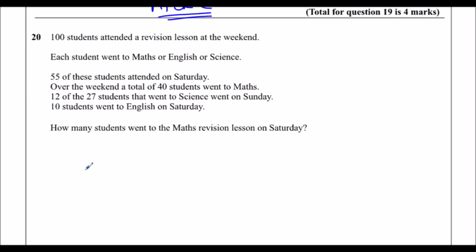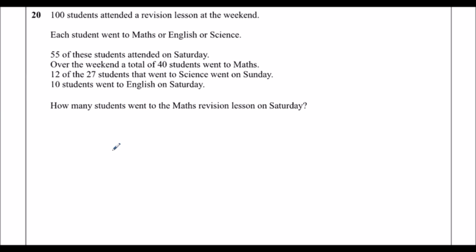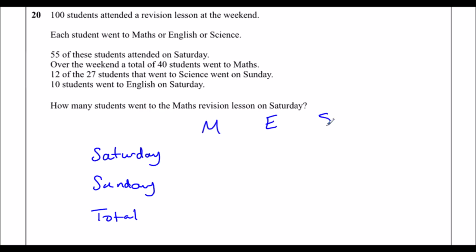Question 20. 100 students attended a revision lesson at the weekend. Each student went to maths or English or science. So they went on Saturday or Sunday to maths, English or science. We have a two-way table question. So it's Saturday, Sunday, total, maths, English, science, total.